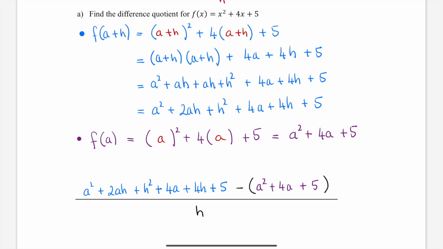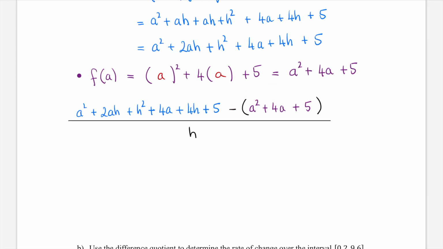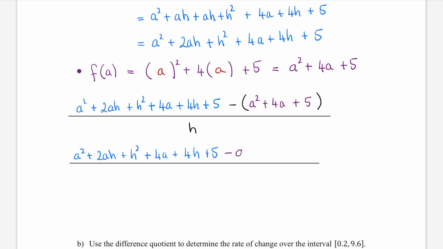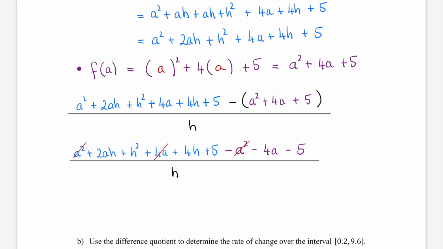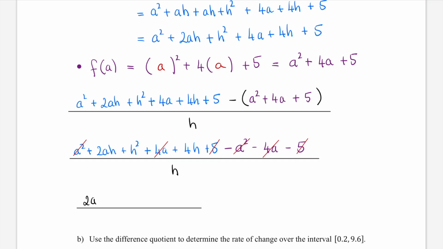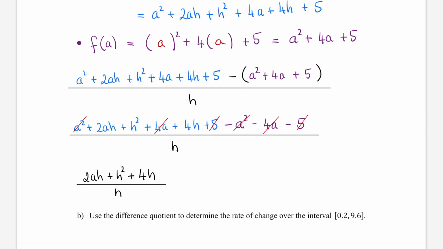and divided by h. Now we need to distribute the negative sign to every term in this expression. Combining like terms, a squared minus a squared is 0. 4a minus 4a is 0. 5 minus 5 is 0. And we have 2ah plus h squared plus 4h over h.